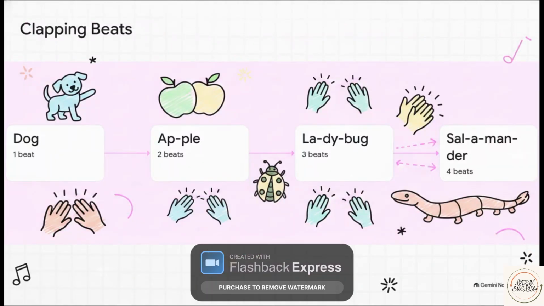All right, get those hands up. We are practicing our beats right now. Let's start super easy. Dog. That's just one beat, one clap. Okay, let's try a 2-syllable word. Apple. Apple. 2 parts, 2 claps. You feeling the rhythm? Let's step it up to something bigger. Ladybug. Ladybug. 3 parts, 3 beats. And finally, a really big one. Salamander. 4 parts, 4 claps. Once you train your ears to hear those parts, you're totally ready to start visually splitting them on the page.